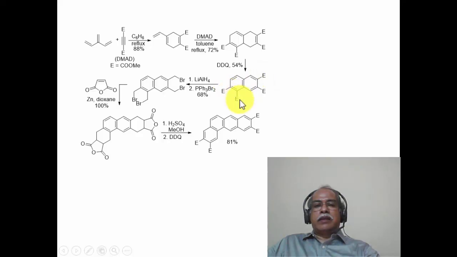Now, the ester can be reduced with lithium aluminum hydride, and the alcohol so obtained can be converted into the corresponding tetrabromide. So, the tetra alcohol which is produced by the lithium aluminum hydride is converted into the tetrabromide using triphenylphosphine bromine combination as the brominating agent. Now, this tetrabromide is treated with zinc dust.